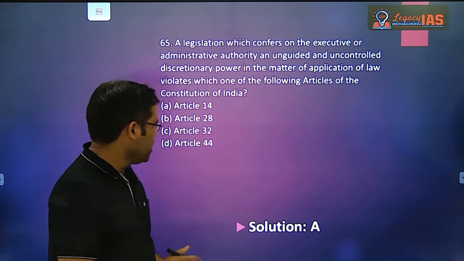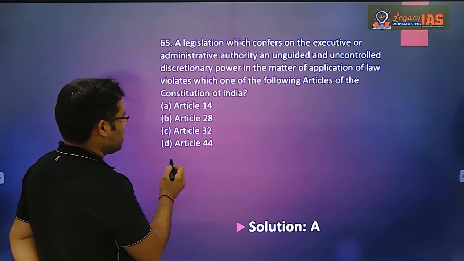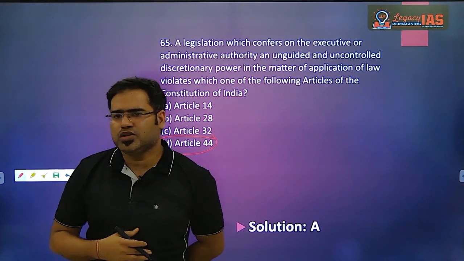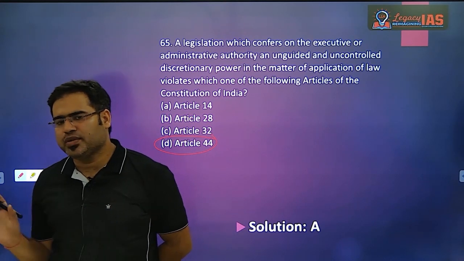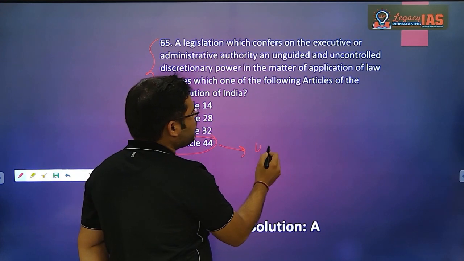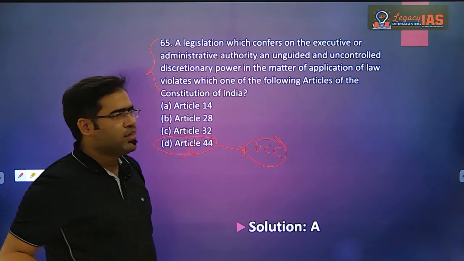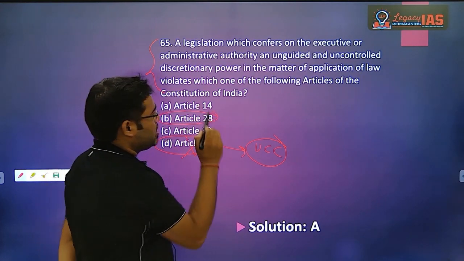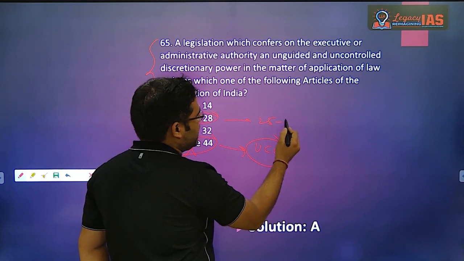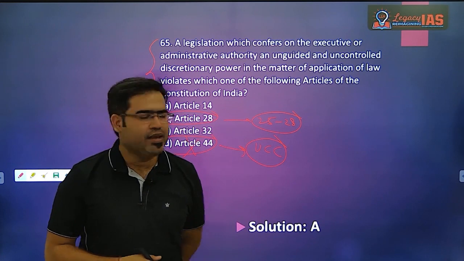The reason is, see, first we need to understand the articles here. Article number 44 talks about the uniform civil code. So it has nothing to do with this question. So article 44 is the uniform civil code, and this is not the answer, definitely. Then article 28. We already know freedom of religion is covered from article number 25 to 28. So again, this will not be the answer.